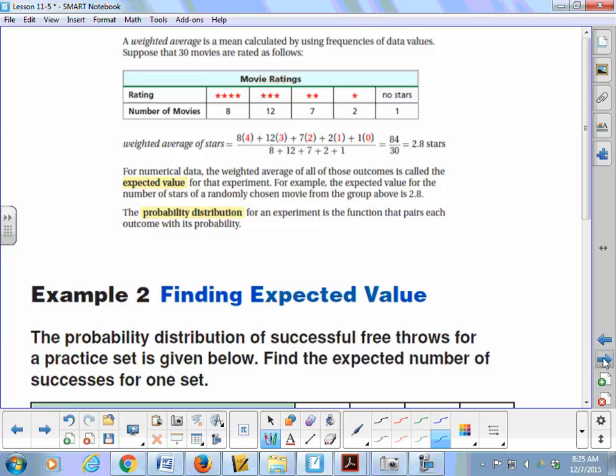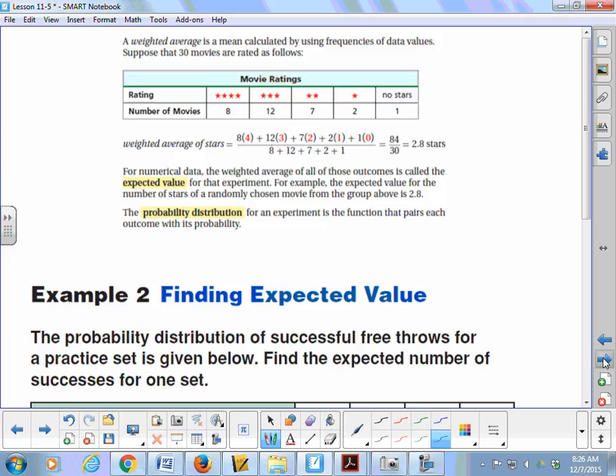So to find the weighted average, we just multiply the frequency times how often it happened. Well, for numerical data, the weighted average of all those outcomes is called the expected value for that experiment. For example, the expected value for the number of stars of a randomly chosen movie from the group above is 2.8.